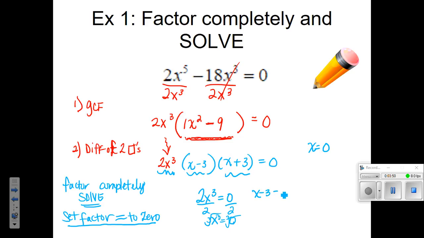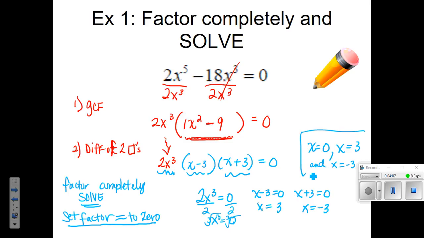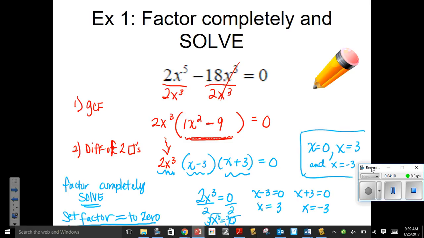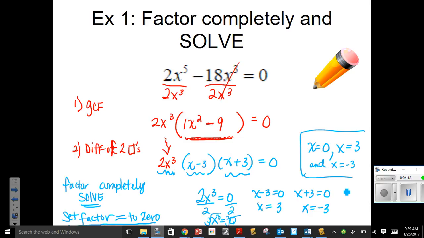Then we set this one equal to 0. X minus 3 equals 0. Add 3 to both sides. X equals 3. And then set x plus 3 equal to 0, and x is going to be negative 3. So those are my answers: 0, 3, negative 3. Okay. Let's try another one.